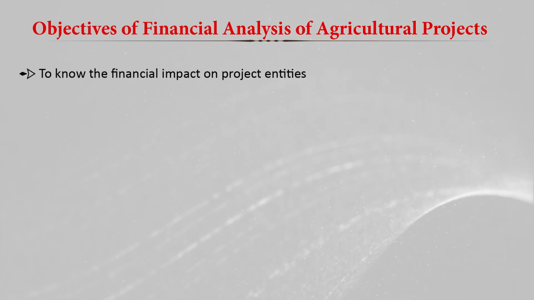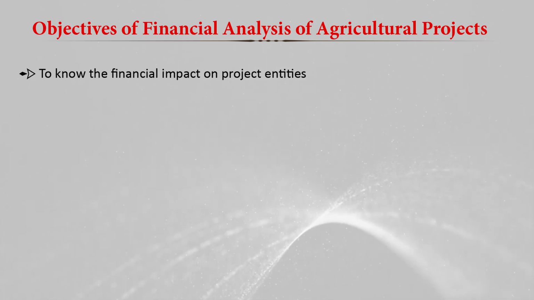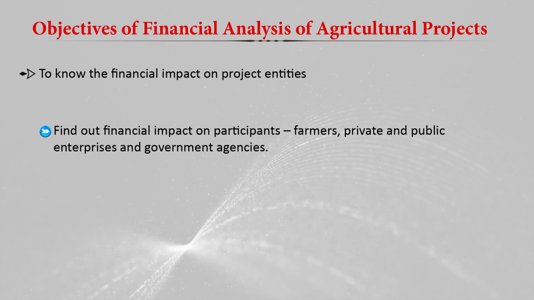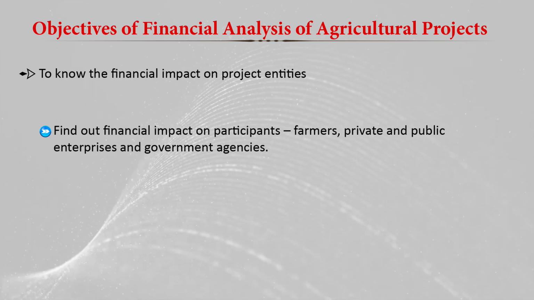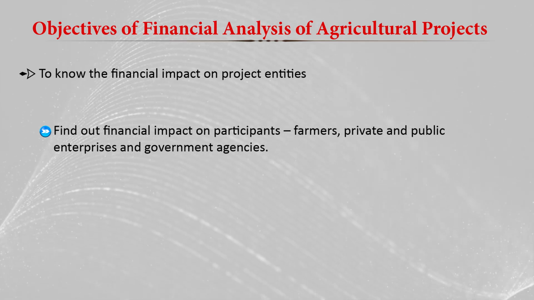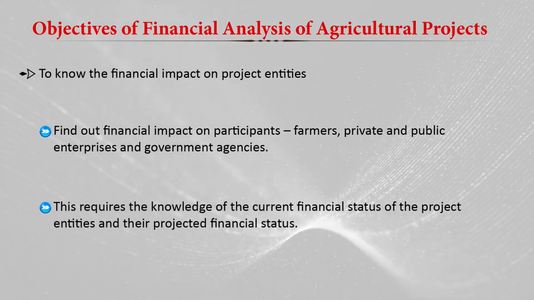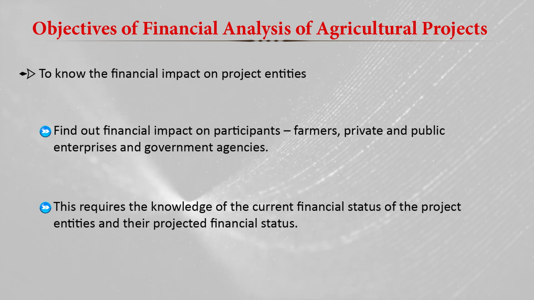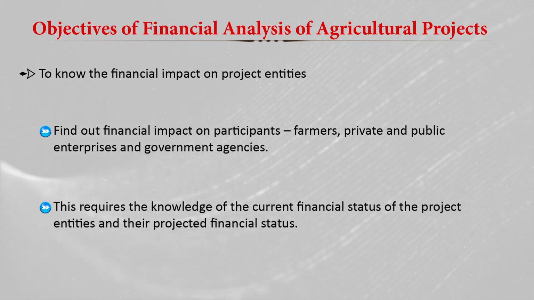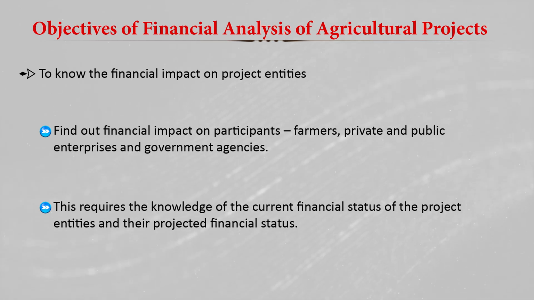So what are the objectives of the financial analysis of an agriculture project? There are different objectives, and we will understand each objective in detail. The first and most important objective of the financial analysis of an agriculture project is to know the financial impact on the project entity. There are different project entities like farmers, private and public enterprises, or government agency. We want to find out the financial impact on these project entities, and this requires knowledge of the current financial status of the project entity and what the projected financial status is.